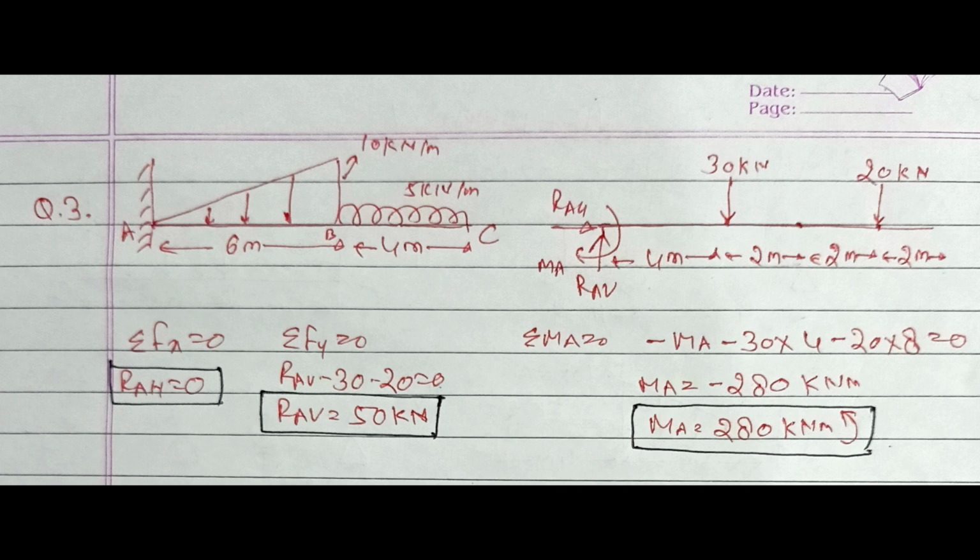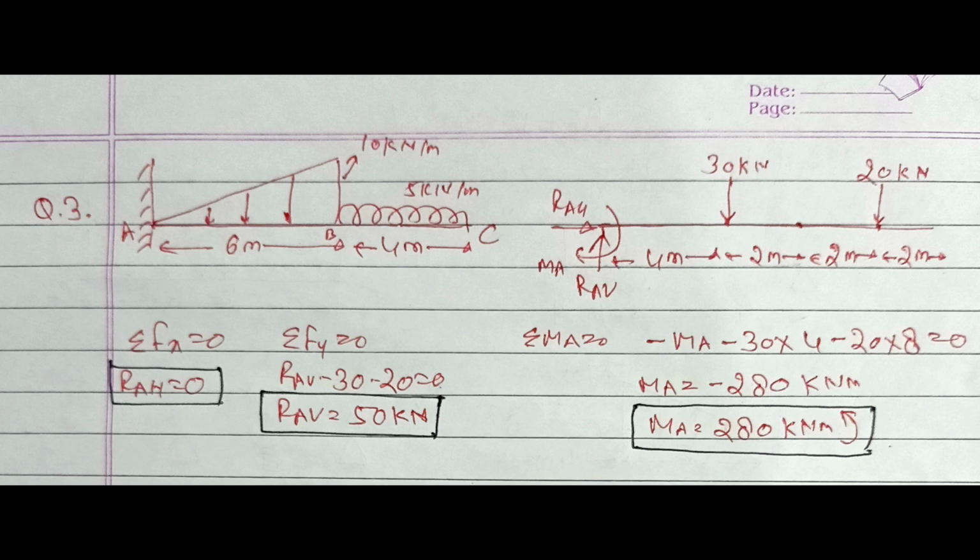Now let's see question number 3. Again we have a cantilever beam. Between point A and B we have UVL of 10 kilonewton per meter, and between B to C we have UDL of 5 kilonewton per meter. So first step is to draw the free body diagram of support. Since it is a fixed support, we'll have one vertical reaction, one horizontal reaction and one moment at point A, RAH, RAV and MA.